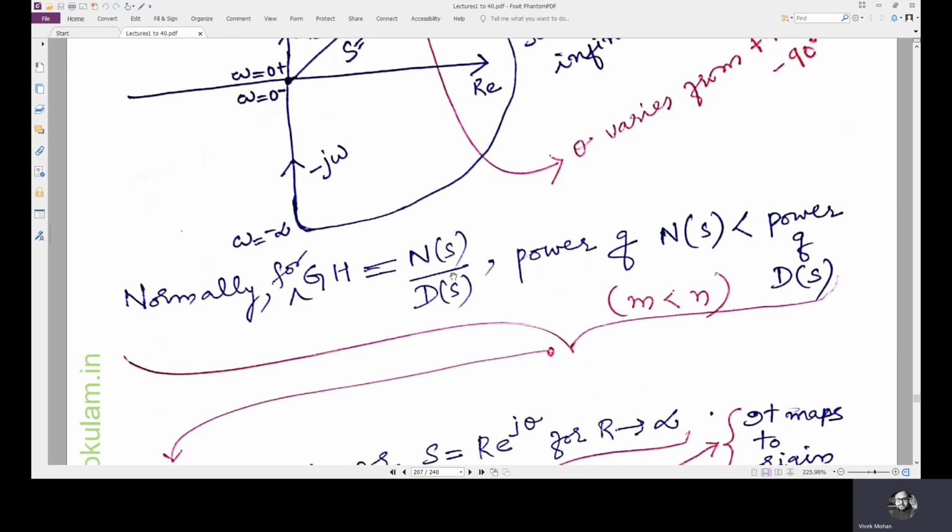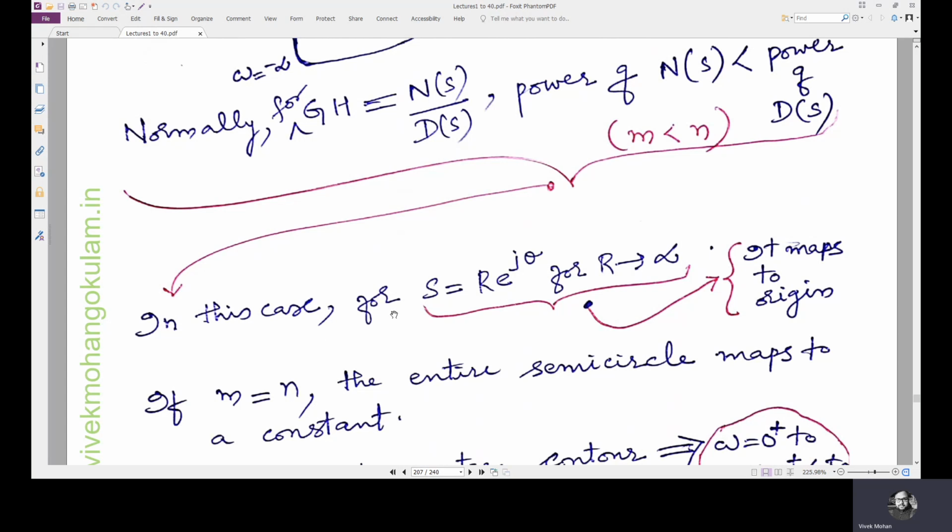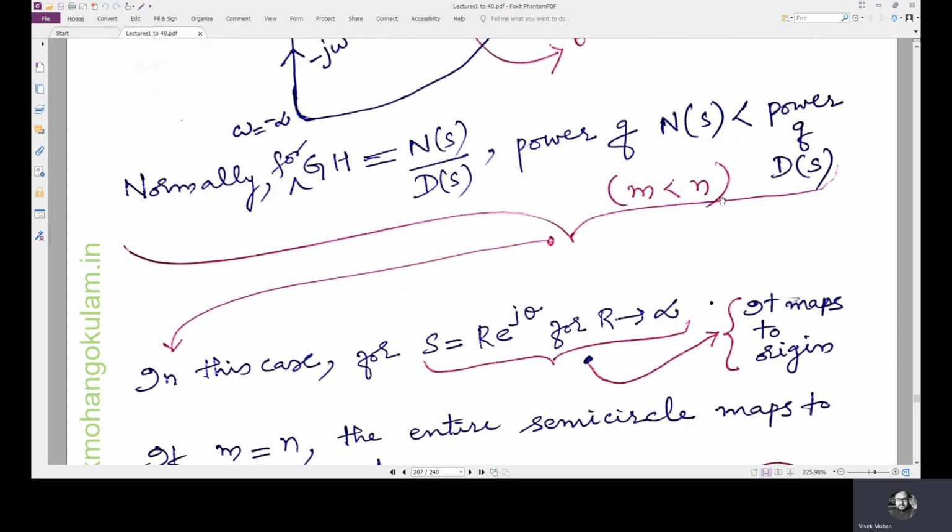Normally for GH equals some numerator function divided by a denominator function, the power of the numerator function is less than the power of the denominator function. Normally this is what happens. So m less than n. Now in this case, for s equals r e raised to j theta, for r tends to infinity, it maps to origin. Why is it so? Because m less than n, right? M less than n in the sense that the power of numerator is less than the power of denominator.